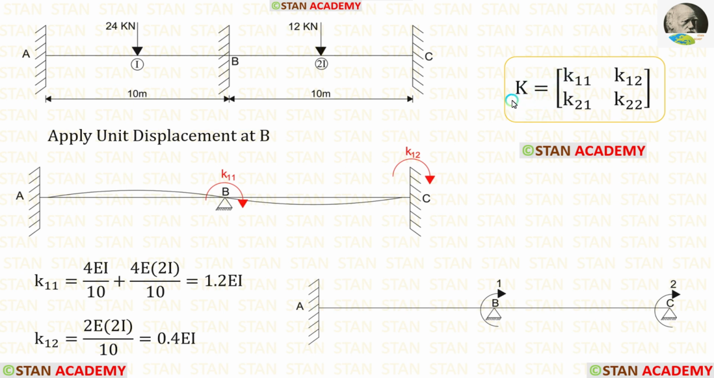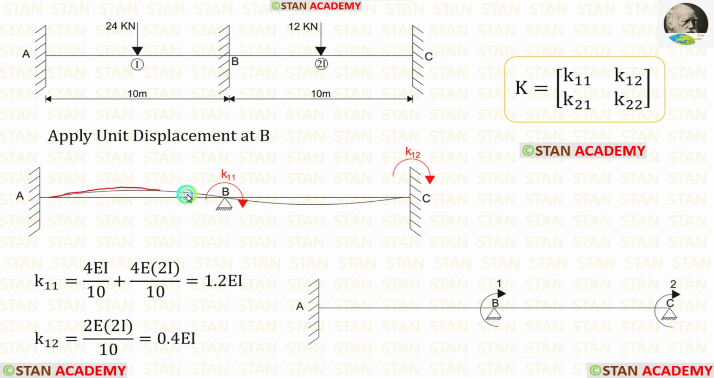Now let us make the first row in the stiffness matrix. For that, we have to apply unit displacement in the first coordinate. Our first coordinate is in the point B. In the point B, there is a fixed support, but when we apply unit displacement, we can assume that it becomes a hinged support, because in the fixed support, there will be no displacement.